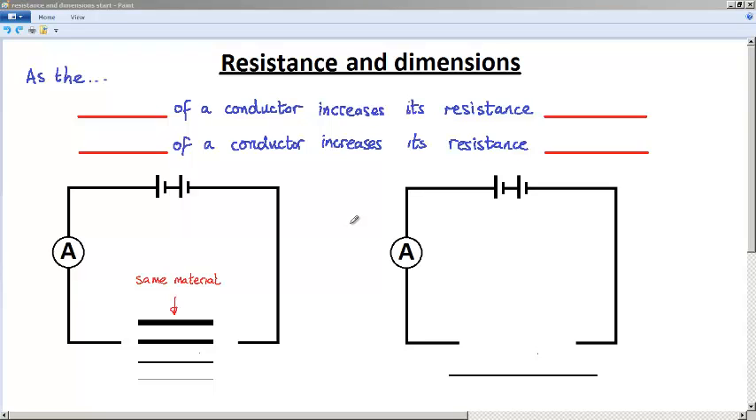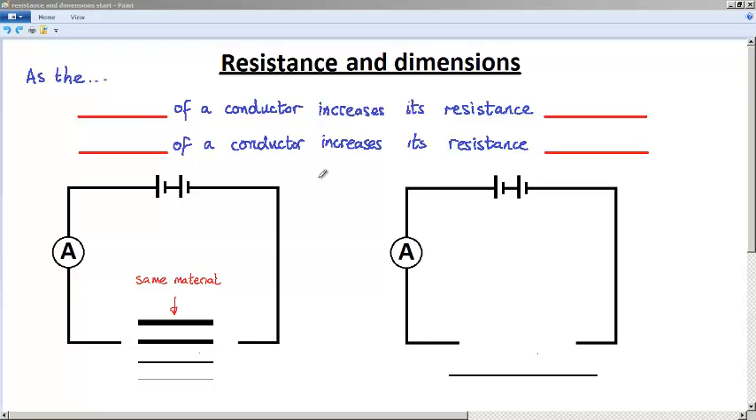In the previous lesson we looked at how the resistance of a conductor depended on the nature of the material from which it is made. We learnt that some metals are better conductors than others, and therefore some metals offer more resistance to electric current than others. For example, silver has less resistance than copper, which has less resistance than gold, which has less resistance than aluminium, and less resistance than iron.